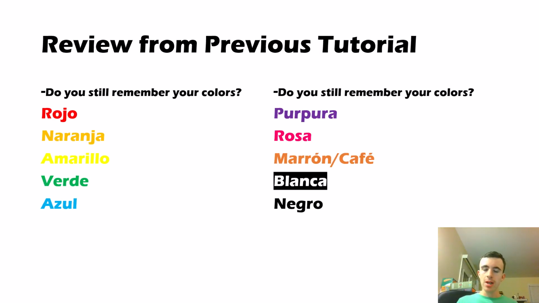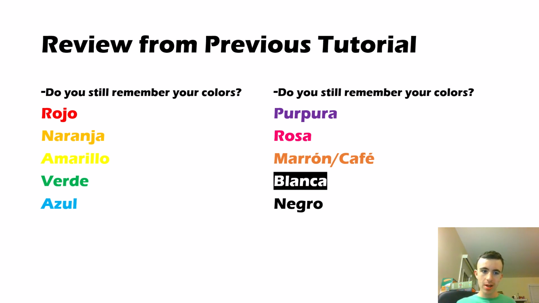First, let's review the colors from our previous tutorial. So if you don't remember rojo, just remember the phrase "no go on the rojo" to remember that rojo means red, and usually you don't want to press the red button. Naranja means orange, and fun fact, it's the same as the word for the fruit orange. Amarillo means yellow, like an armadillo walking on yellow sand. Verde means green, like vernal, having to do with spring, which is often associated with the color green.